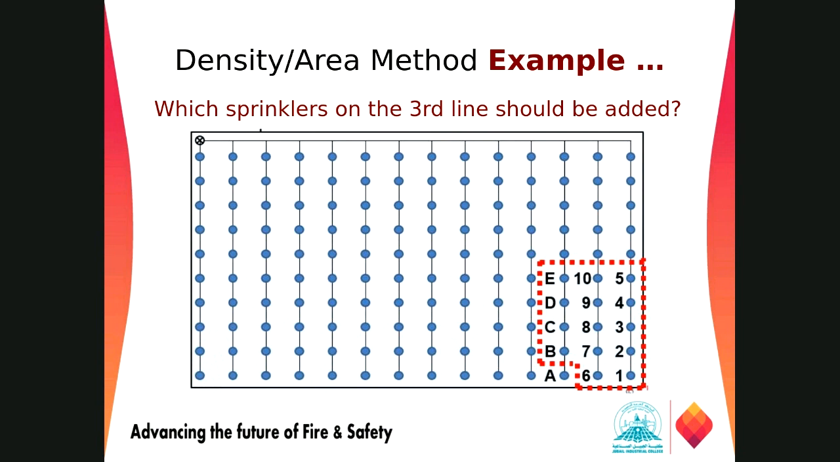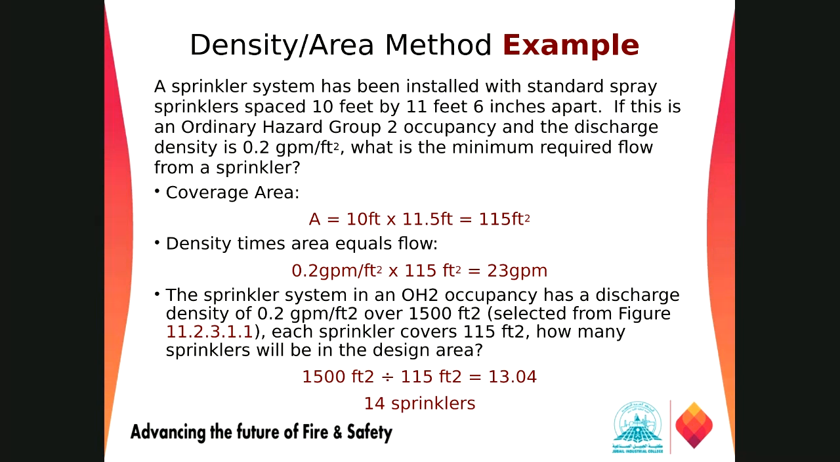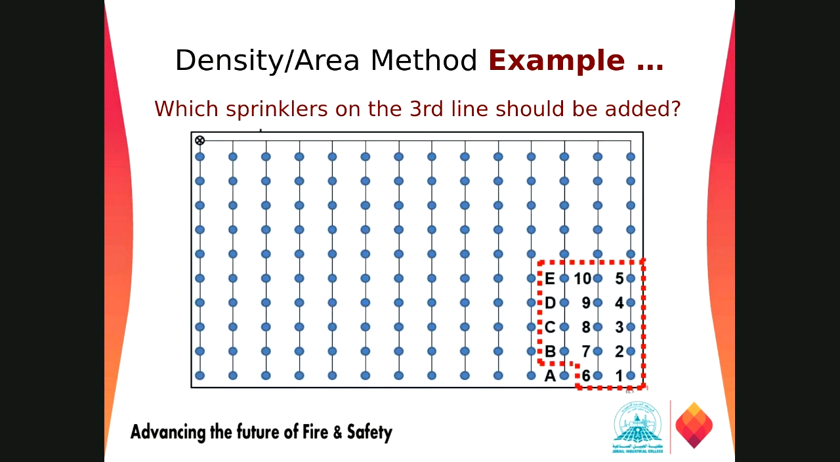For our calculation, we discussed we need 14 sprinklers, and we have to start from the most remote location. This is the remotest location sprinkler: 1, 2, 3, 4, 5 in this line and 5 in this line. We have 10, and here we have 1, 2, 3, and 4. We need only 14. So the next one may be out of our design area. It is not in our design area.